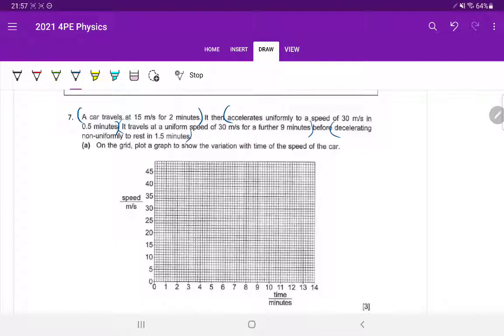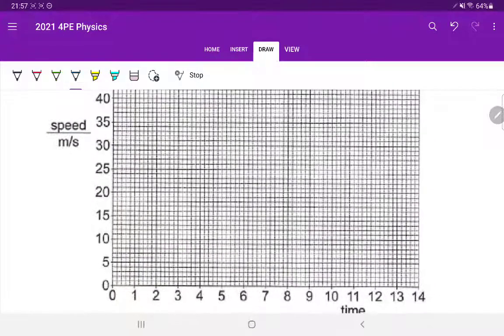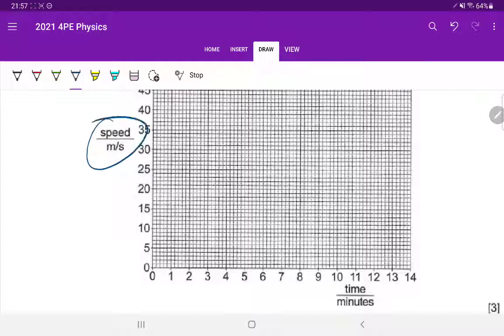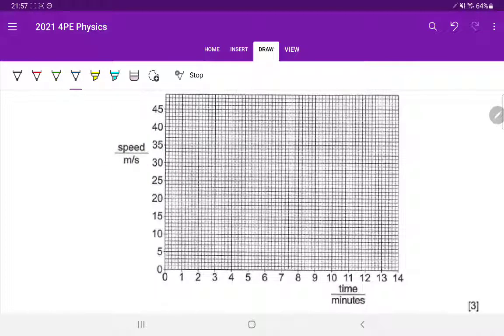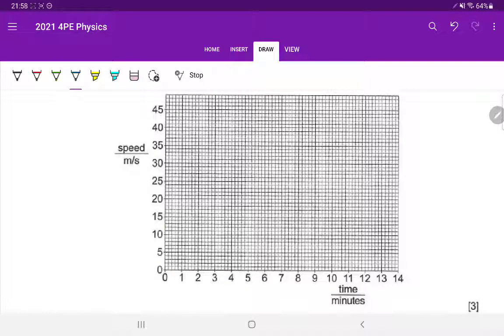The first one, a car travels at 15 meters per second for 2 minutes. So we've got speed here, time here. Make sure you always check the axis and be very clear of it. 15 meters per second for 2 minutes, right? So for 2 whole minutes, the speed is 15 meters per second. I don't have a ruler here and my pen is really thick, so this is not going to look very good, but 15 meters per second for 2 minutes. You got that? So the whole 2 minutes, it stays at 15 meters per second.